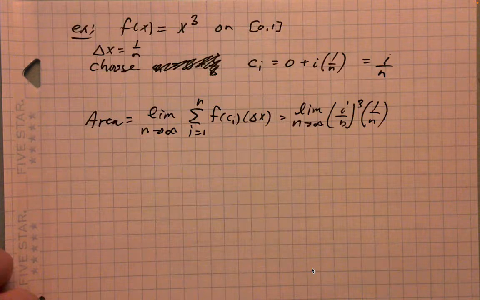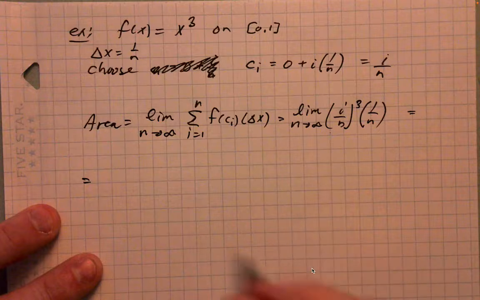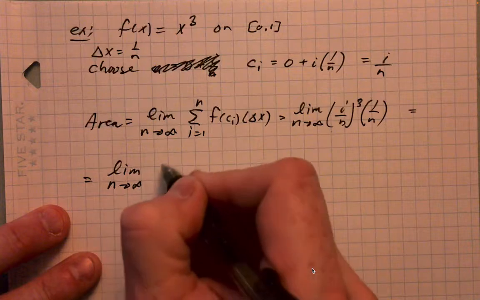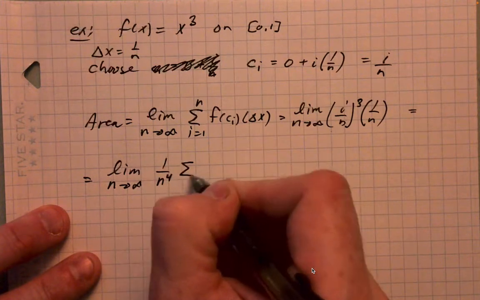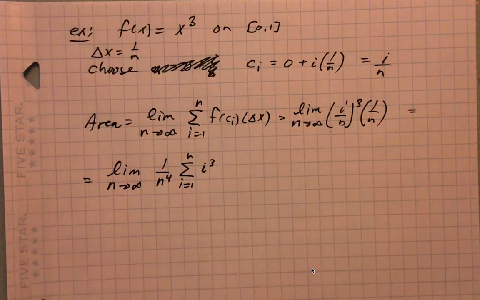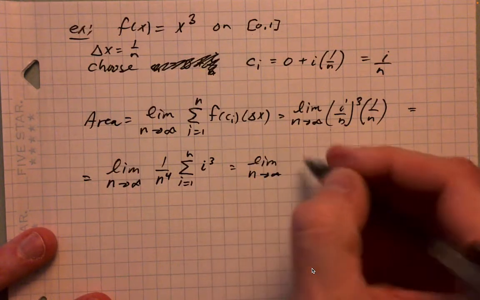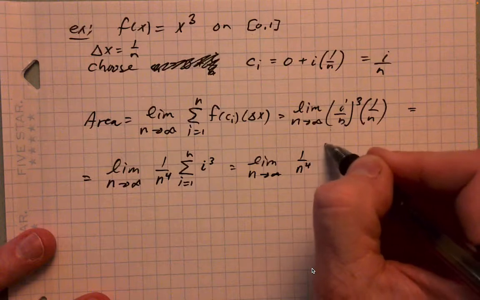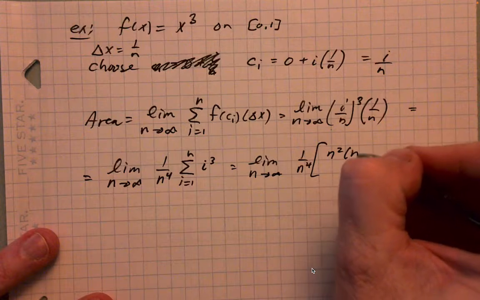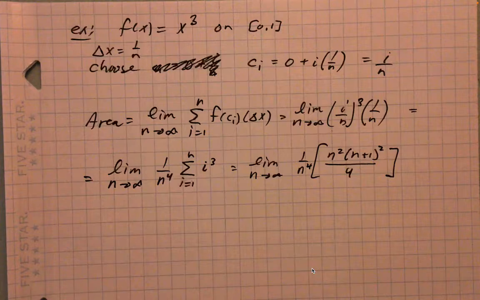Okay. And so we can pretty quickly figure this out. You can pull 1 over n to the 4th outside of the sum. So you still have the limit as n goes to infinity of 1 over n to the 4th times the sum from i equals 1 to n of i cubed. And now what is the sum of i cubed? Well, it's not too bad. That's n squared times n plus 1 quantity squared over 4. So it looks like that.